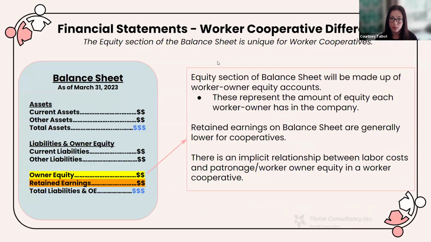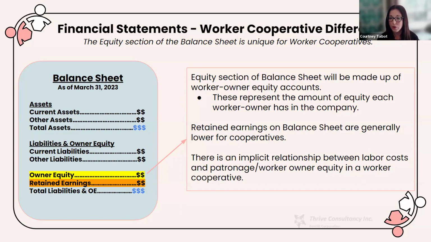Okay, so now that we've explained the 3 different financial statements, and again, these are financial statements that any and all businesses should use, now I want to point out the differences that you would see on a worker cooperative financial statement, specifically the balance sheet. The profit and loss should remain mostly the same, but the balance sheet, and specifically the equity section, is where you'll notice a difference. So the equity section of the balance sheet will be made up of the worker-owner equity accounts in a worker-owner cooperative. What those accounts represent is the amount of equity each worker-owner has in the company.